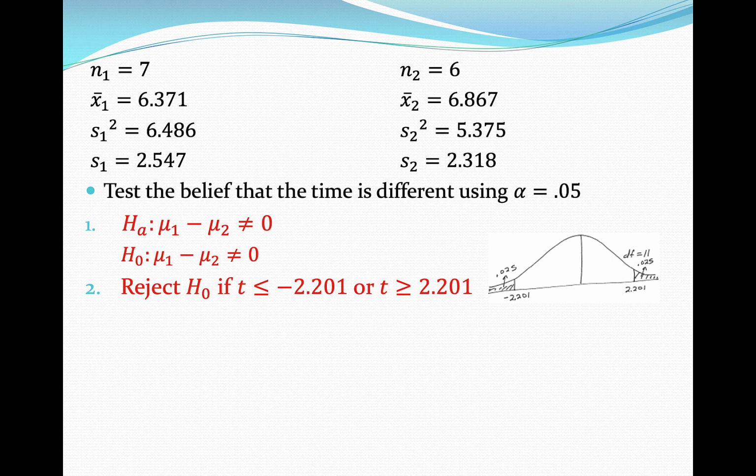So we look up t of 0.025, 11 degrees of freedom. You will get 2.201. So since this is a two-tailed test, that means we're going to reject the null hypothesis H naught if our t value is less than or equal to negative 2.201, or if our t value is greater than or equal to 2.201.